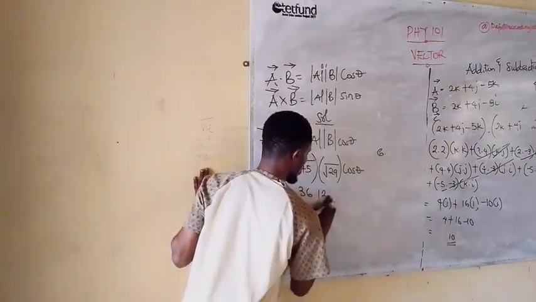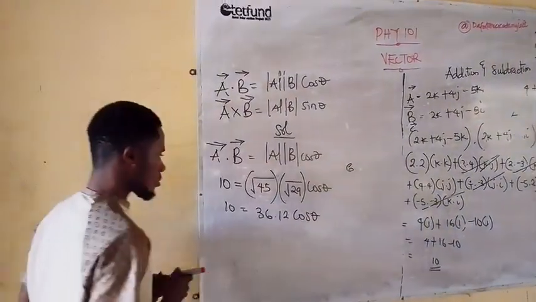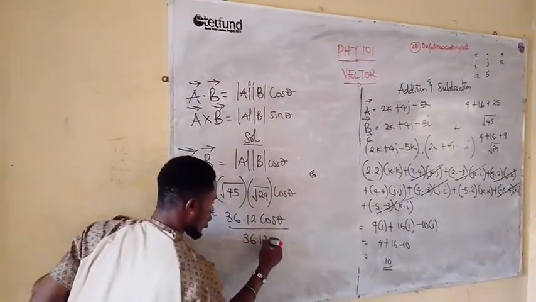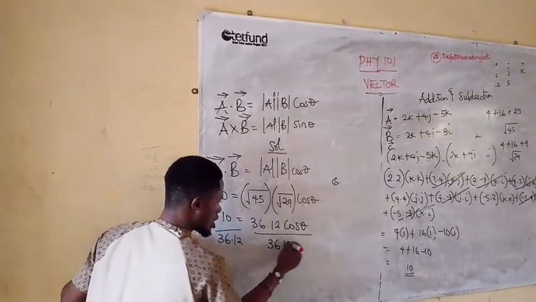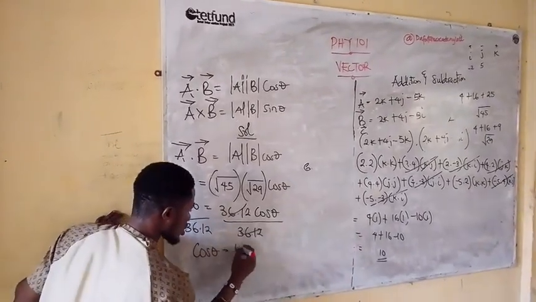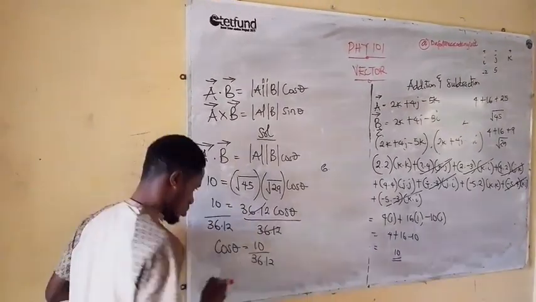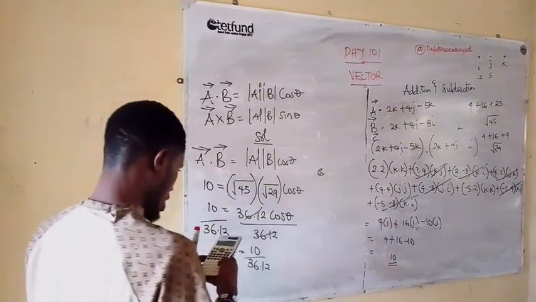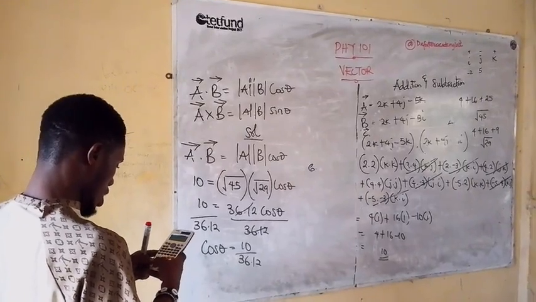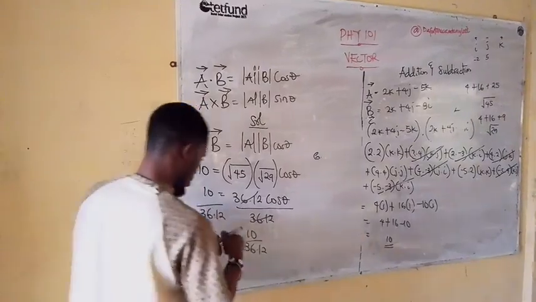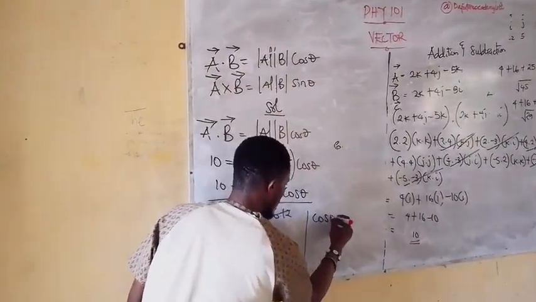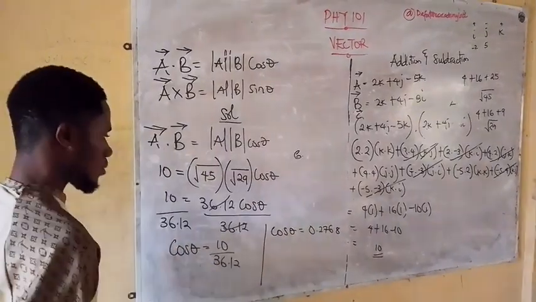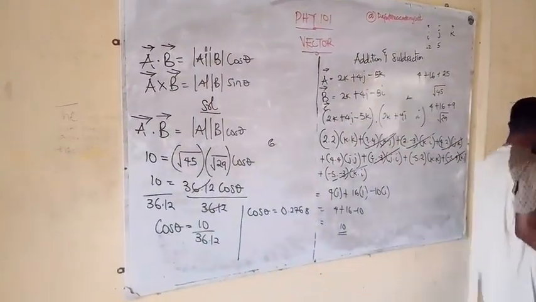So from here, let's take 2. Cos what? Theta. And for me to find cos theta here, what will I do? I'll divide both sides by what? 36.12, 36.12. This cancels this. Cos theta is equal to 10 all over 36.12. And if you punch your calculator, 10 divided by 36.12, I'll have that cos theta is equal to 0.2768.